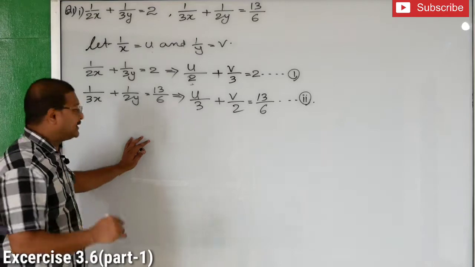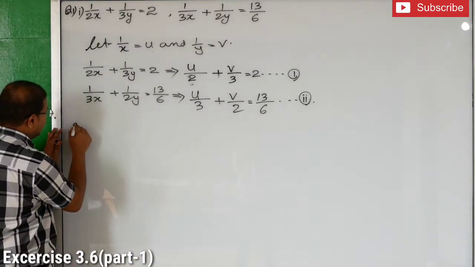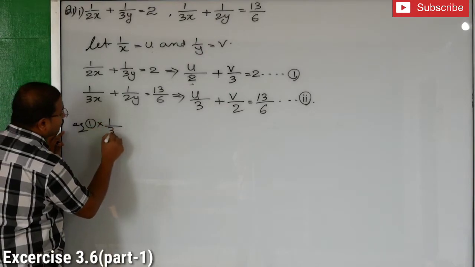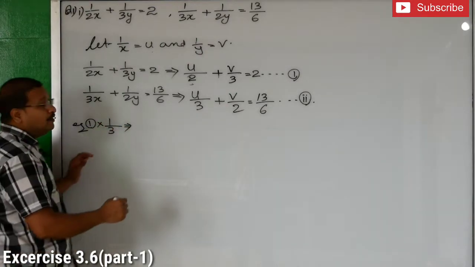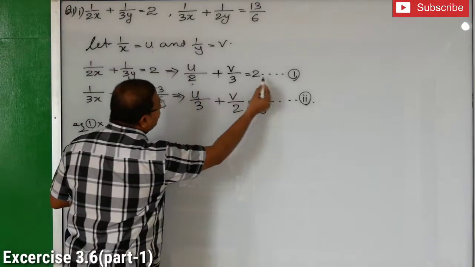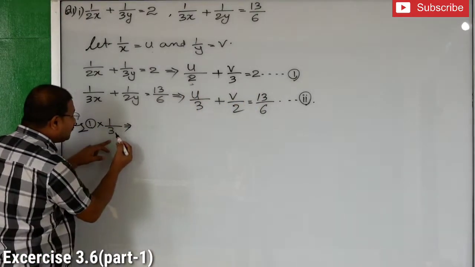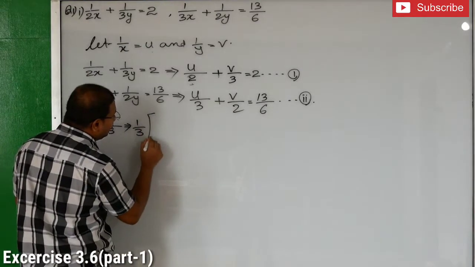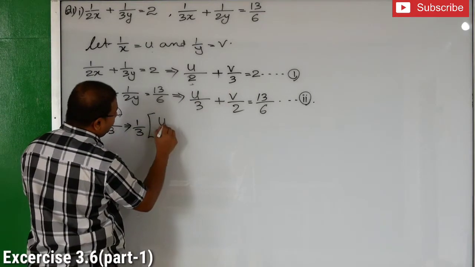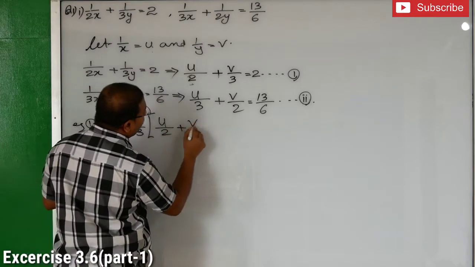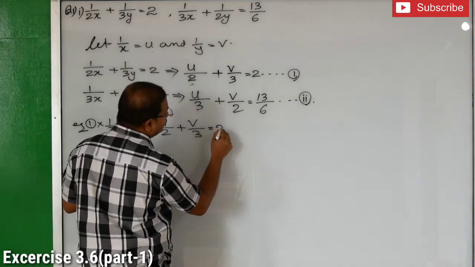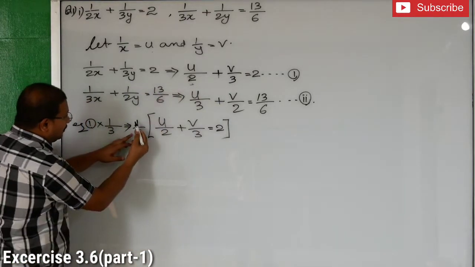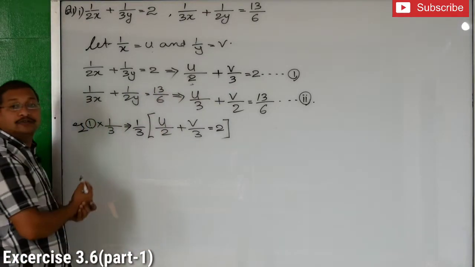2 3s are 6. That means, equation 1 into 1 by 3. What I am going to do is multiply this first equation with 1 by 3. That means 1 by 3 into the entire equation 1. What is that? u by 2 plus v by 3 equals 2. Ready? What we are doing? The first equation will multiply with 1 by 3.